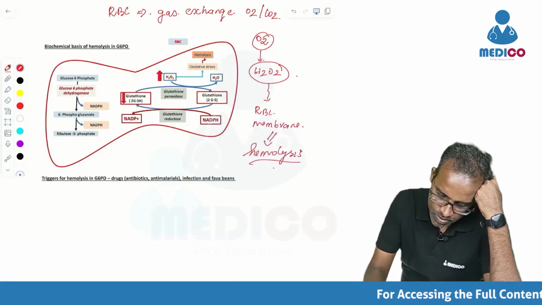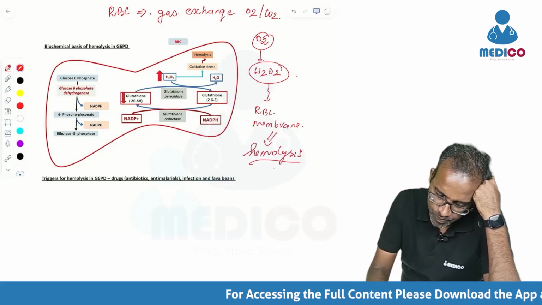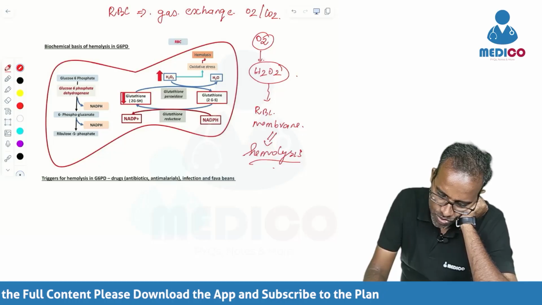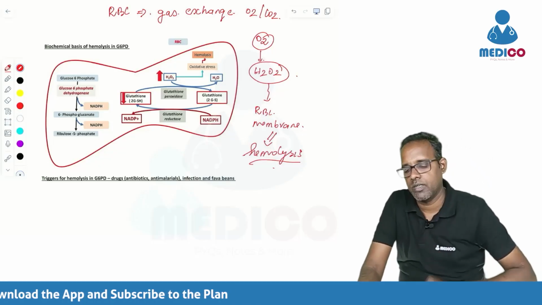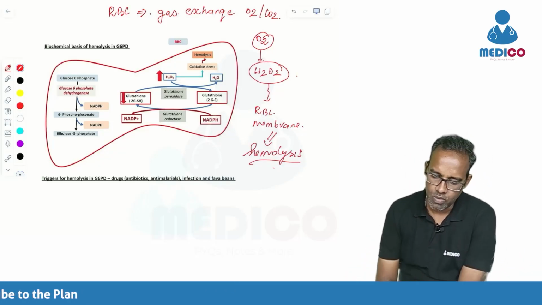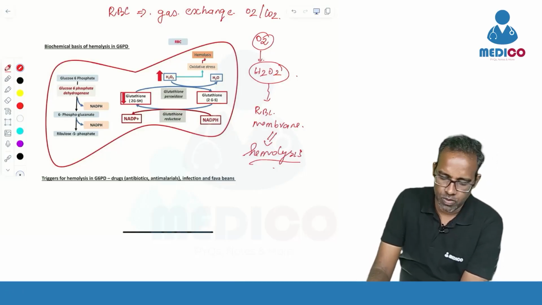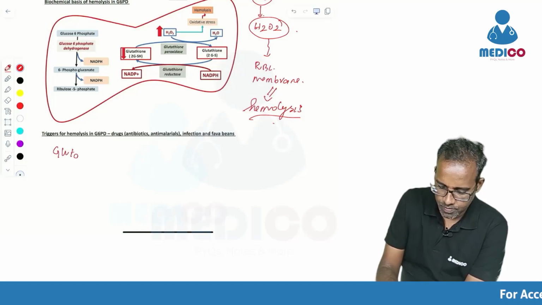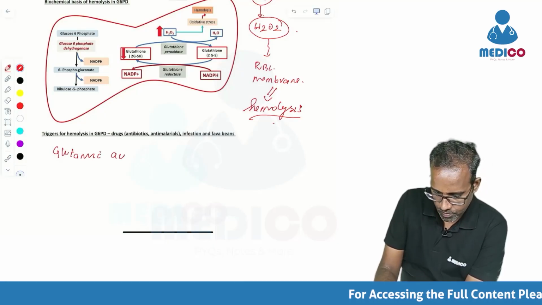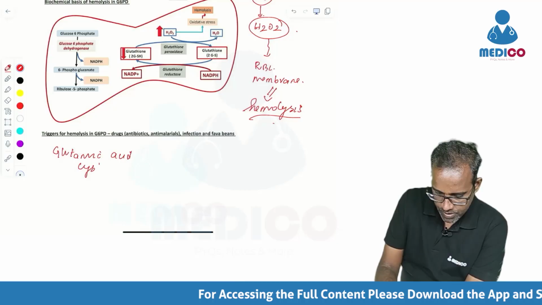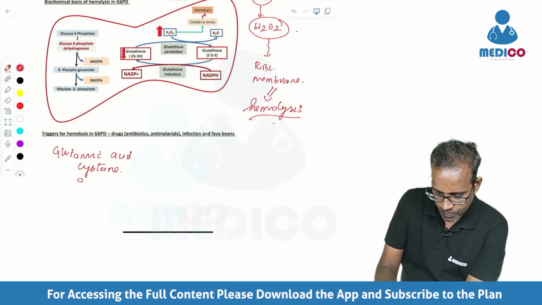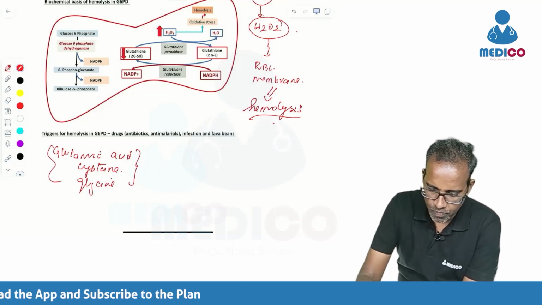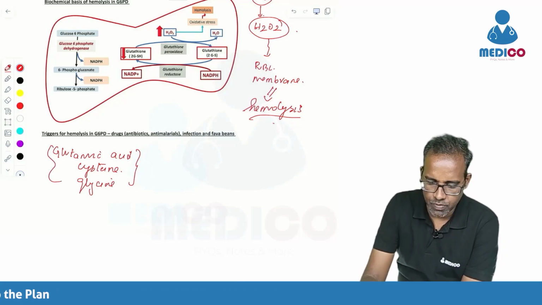So that's about this thing. This is prevented by NADPH. Usually hydrogen peroxide produced in the red blood cell should be converted to water. For this you need glutathione. Glutathione is an antioxidant, made up of 3 amino acids: glutamic acid, cysteine, and glycine.